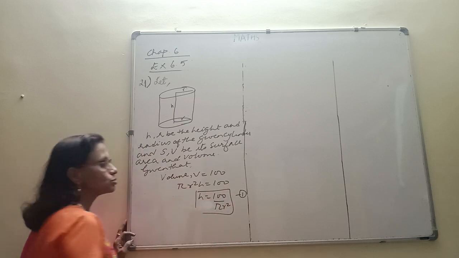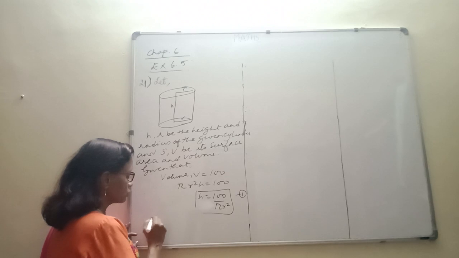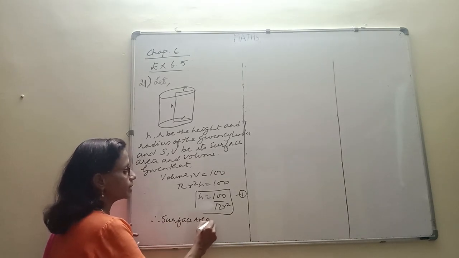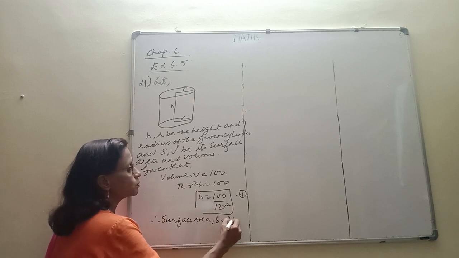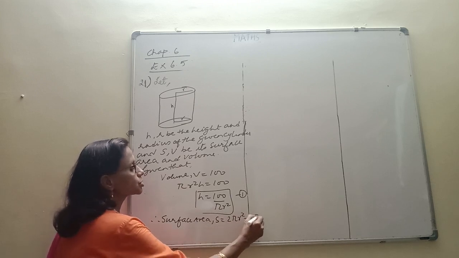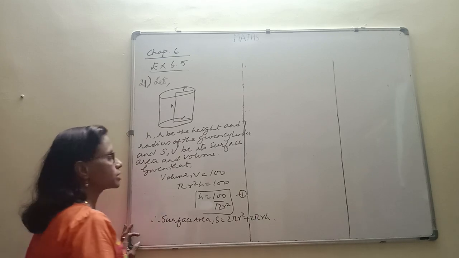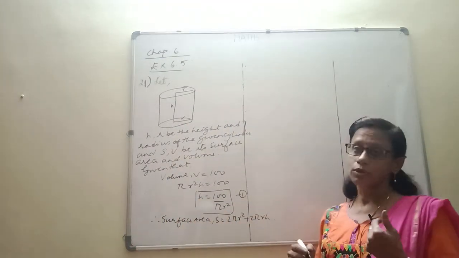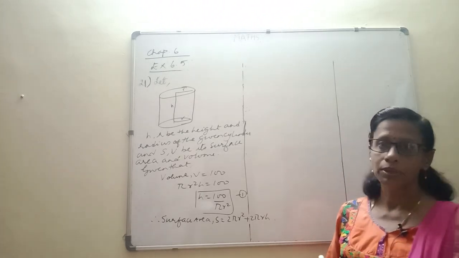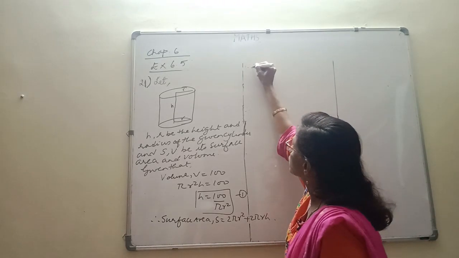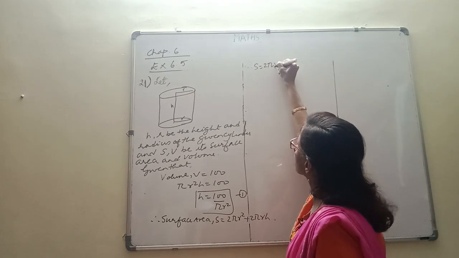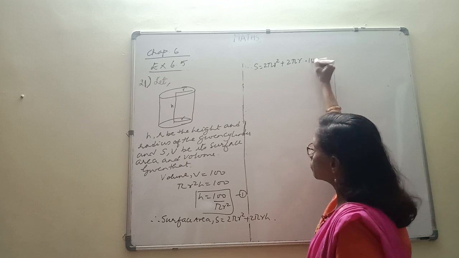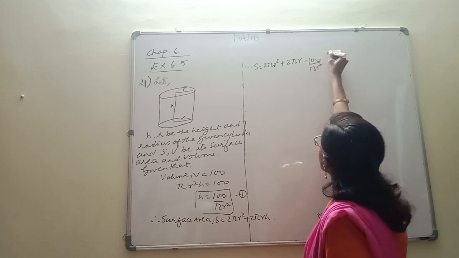And they ask us to find out the surface area. So therefore the surface area S is, we know, 2 pi r squared plus 2 pi r h. We don't want two variables because we'll not be able to differentiate. So let's quickly go in for the substitution. S is 2 pi r squared, which remains as it is, plus 2 pi r times h, where h becomes 100 over pi r squared. We get it from 1.